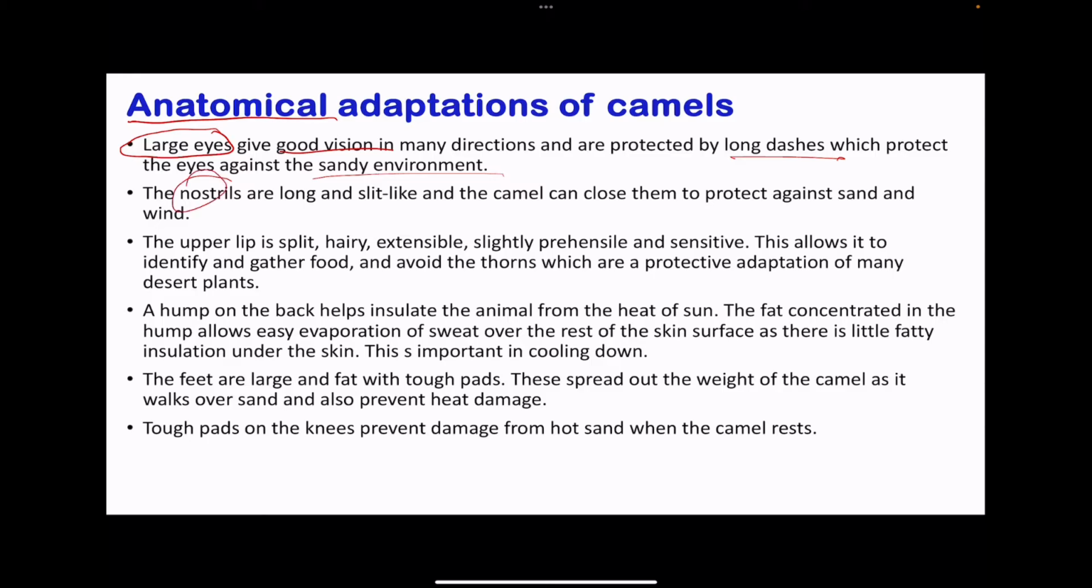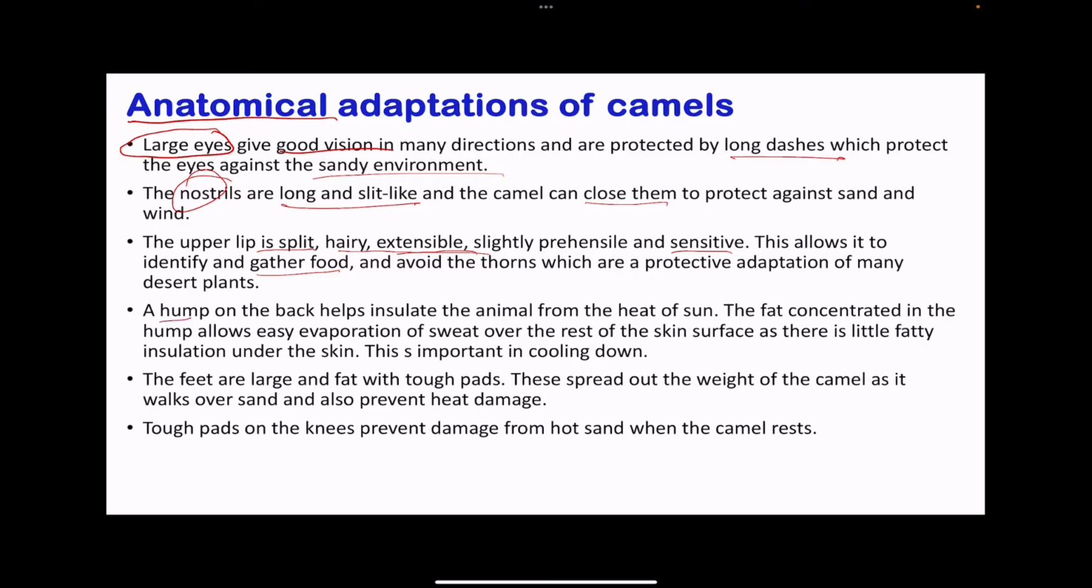Their nostrils are long and slit-like, meaning they can close to protect against sand going into their nose when it's windy. Their upper lip is split, hairy, and extensible. This allows them to identify good food and avoid thorns in order to protect themselves. So basically, it's protecting them against some of these desert plants that have thorns.